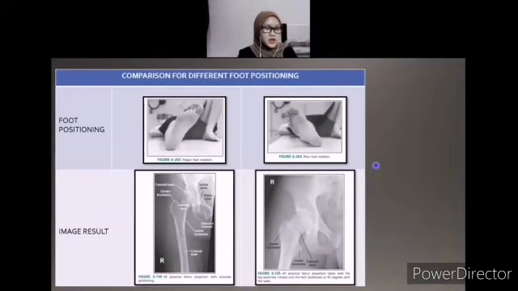Besides pelvis rotation, mispositioning at the proximal femur can also occur if the foot is incorrectly rotated. This is the proper foot rotation where the foot is internally rotated, then the lesser trochanter will not be in profile and it will superimpose with the femoral neck. And if the foot is externally rotated, the lesser trochanter will be in profile medially.